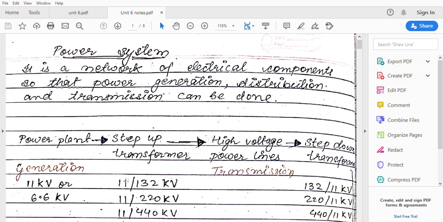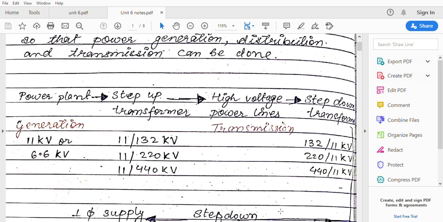We can step it up to 66 kV or 132 kV or 220 kV or 440 kV or 765 kV. These are the voltage ratings used in India. So the transmission will take place. After that transmission, again we need to step down for use, because we cannot use these high voltages. So we step it down again to 11 kV or 6.6 kV or 3.3 kV.